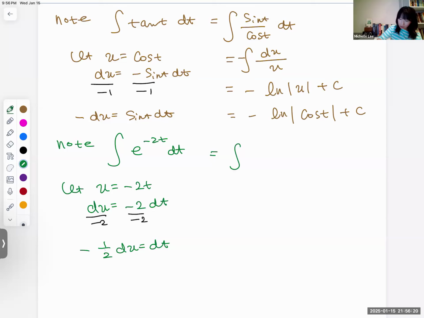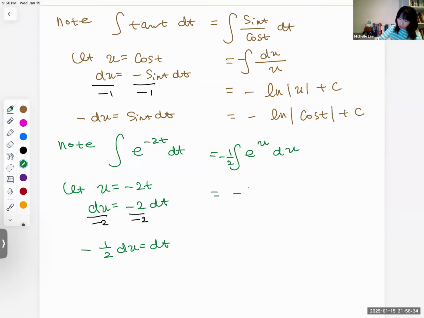So that will be negative 1 half integral of e to the u du, which equals negative 1 half e to the u plus c. Negative 1 half. What's the u? Negative 2t, plus c. Yeah?